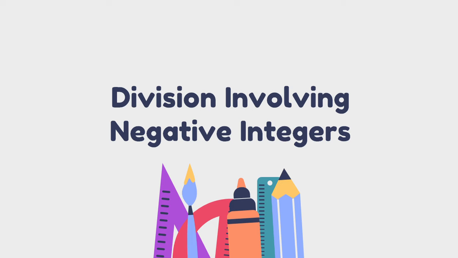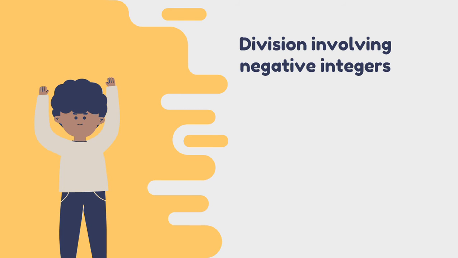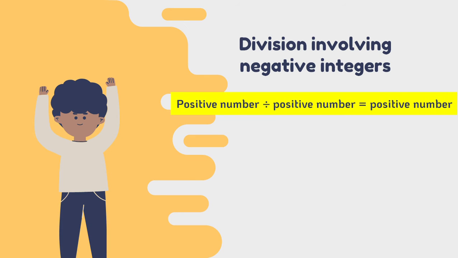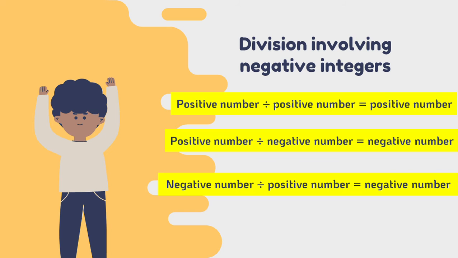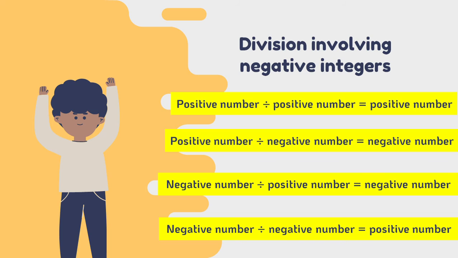It's similar for division. If you divide a positive number by a positive number, it equals a positive number. A positive number divided by a negative number equals a negative number. A negative number divided by a positive number equals a negative number. And a negative number divided by a negative number equals a positive number.